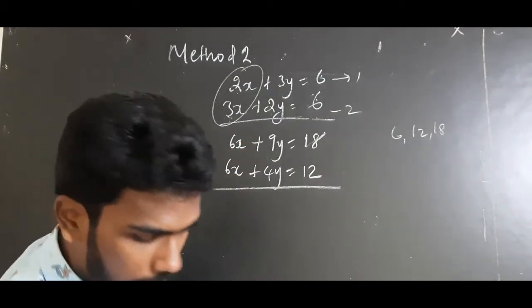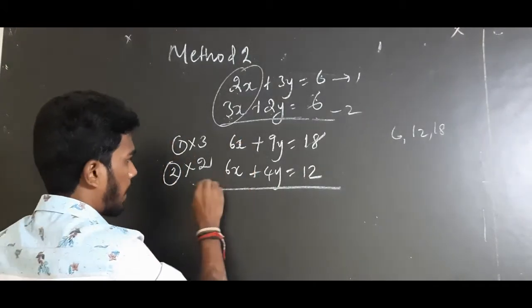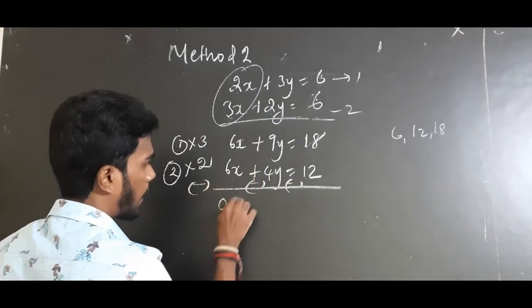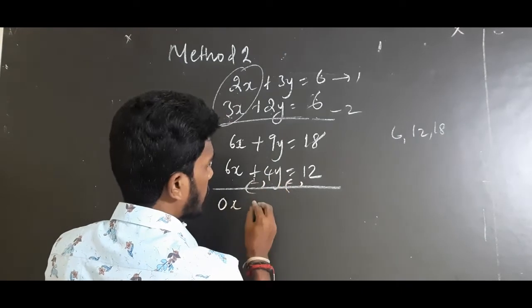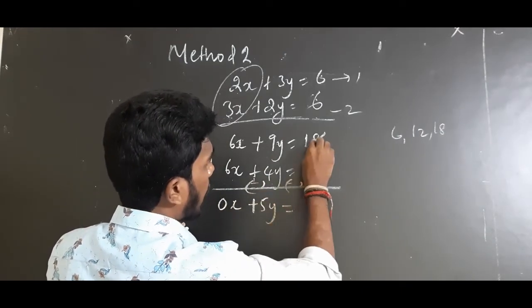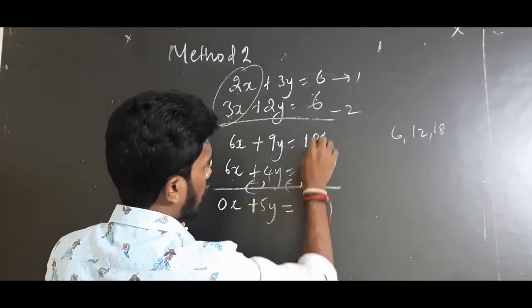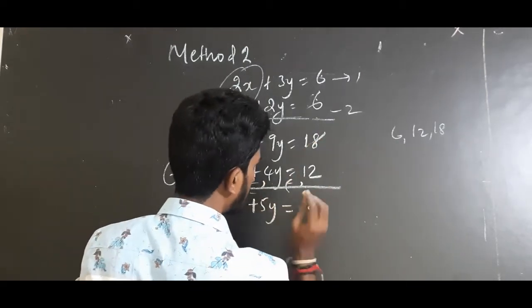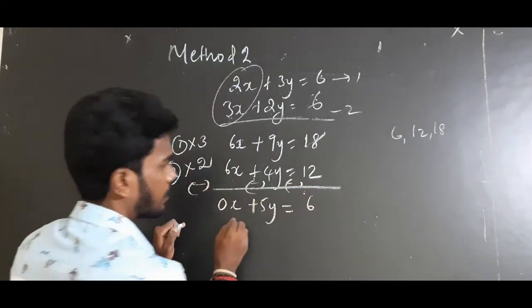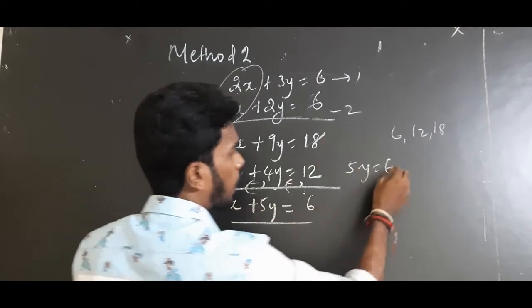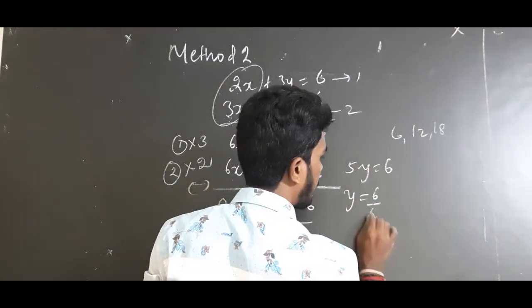Now how will the 6x vanish? You have to make a subtraction. So minus. 6x minus 6x is 0x. 9y minus 4y is 5y. So 5y is equal to 18 minus 12. 18 minus 12 will give you 6. Correct? So 5y is 6. Then the y answer will be 6 divided by 5.